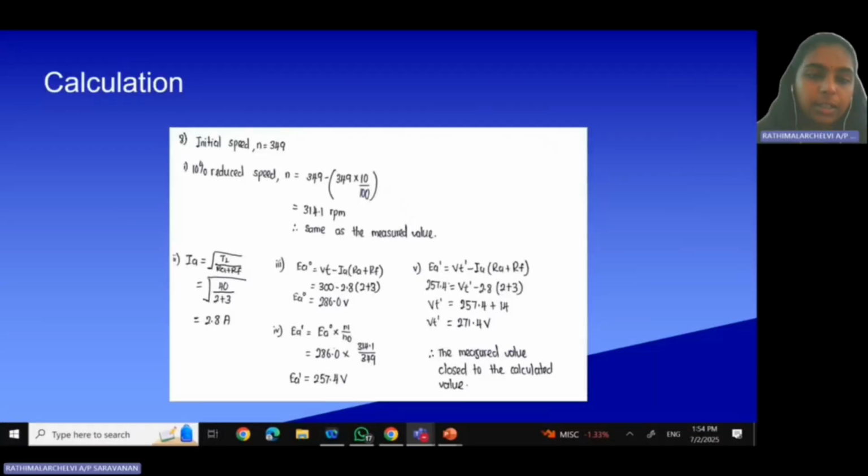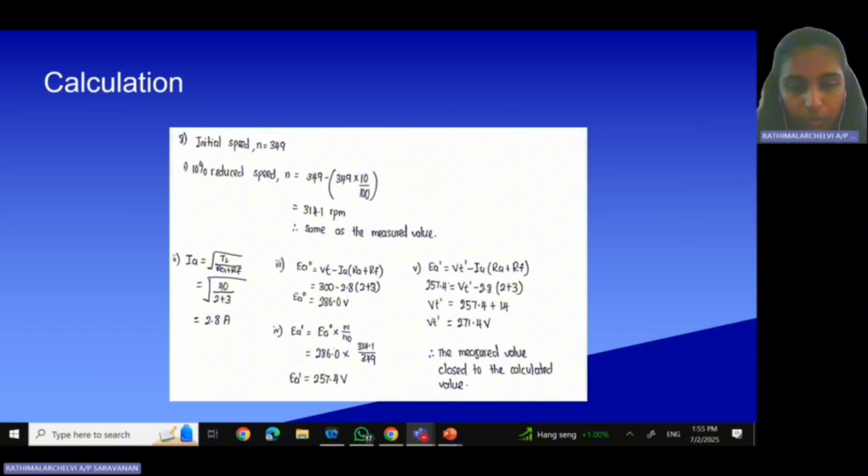For number 8, it is the same as before, but here they reduce the motor speed by 10%, and also compare the terminal voltage. As we see, the initial speed when we measured is 349 RPM. When we calculated the 10% reduced speed, we got 314.1 RPM, the calculated value equal to the measured value. So here we use the formula to find the armature current, which is IA equals the square root of TL over RA plus RF.